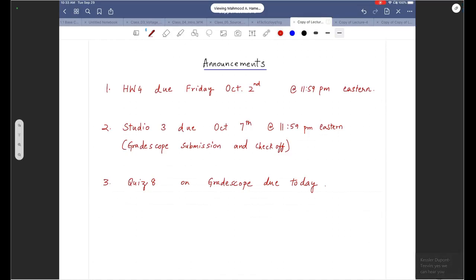Okay, so we were talking about Boolean algebra in the previous class, and before we continue our discussion on Boolean algebra, we will just do some announcements.